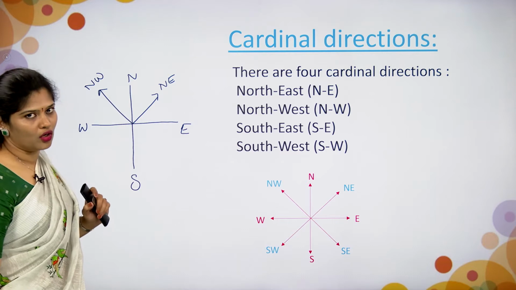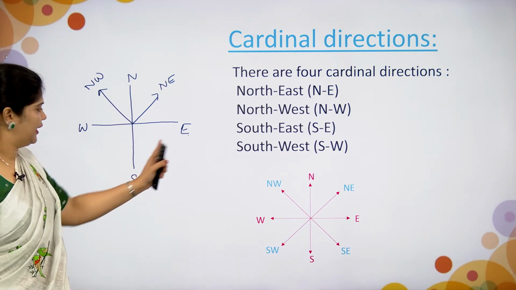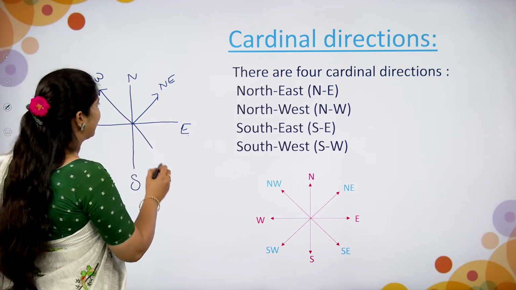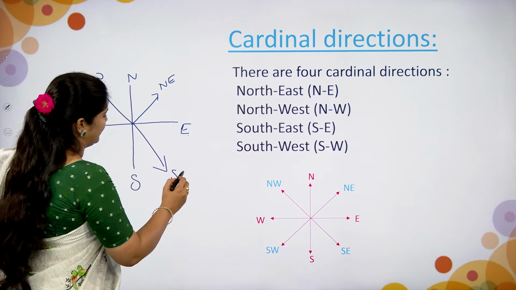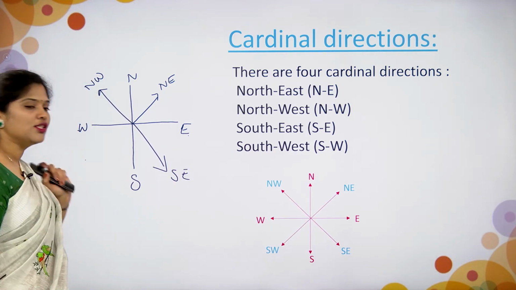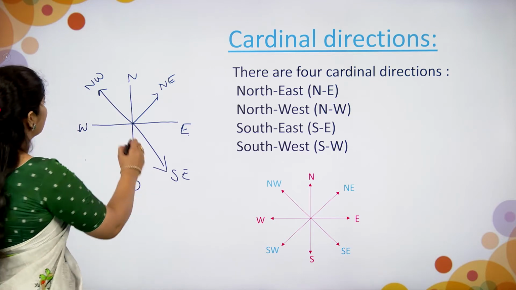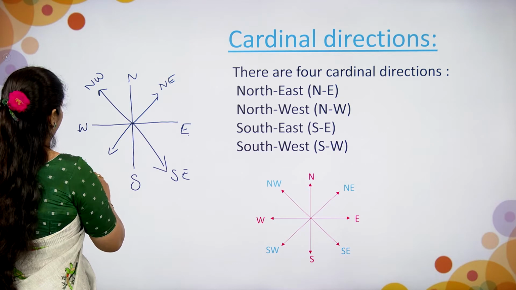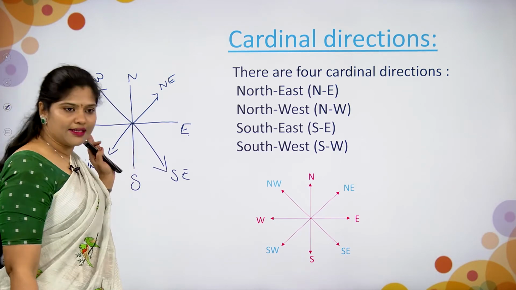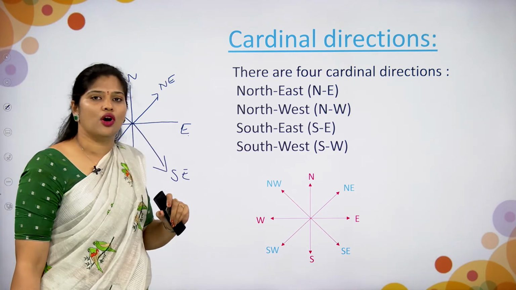northeast corner. Okay children, and next east and south, in between east and south, that is called southeast corner. Okay children, next west and south, in between west and south is called southwest corner. Here north and west, in between north and west is called northwest corner.